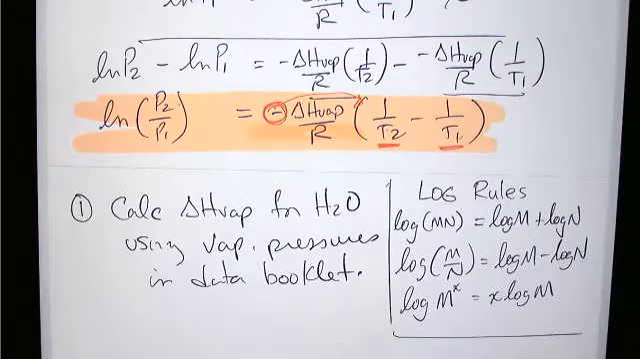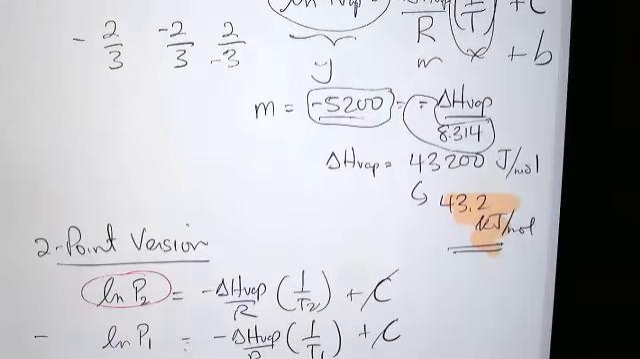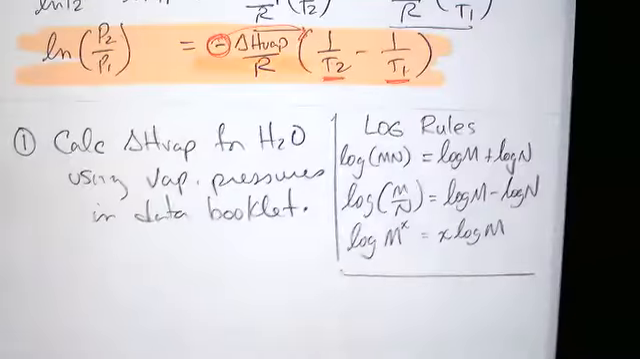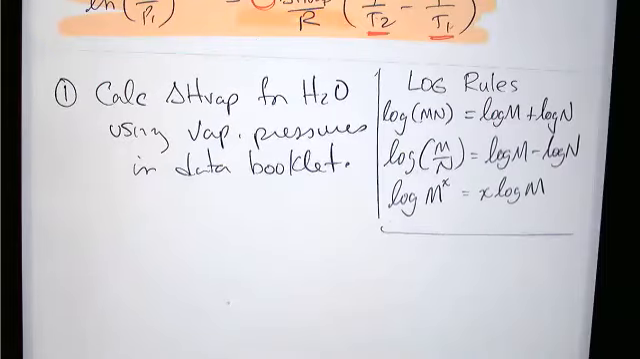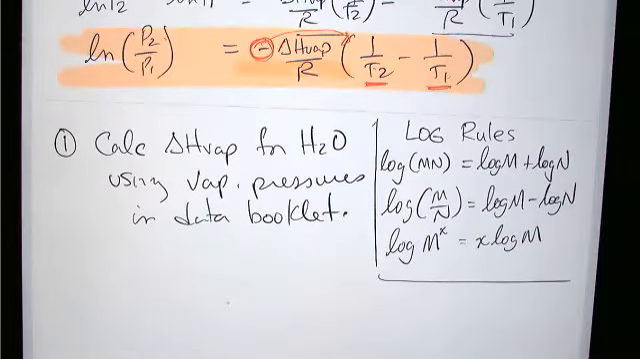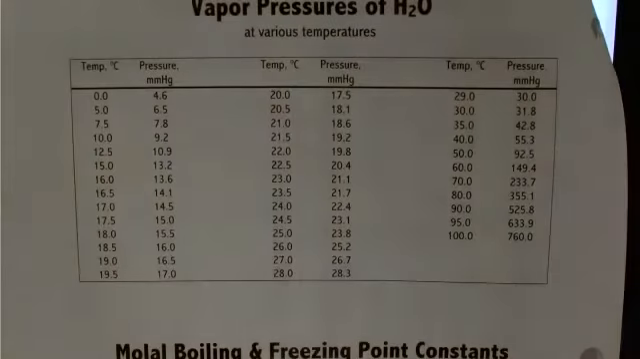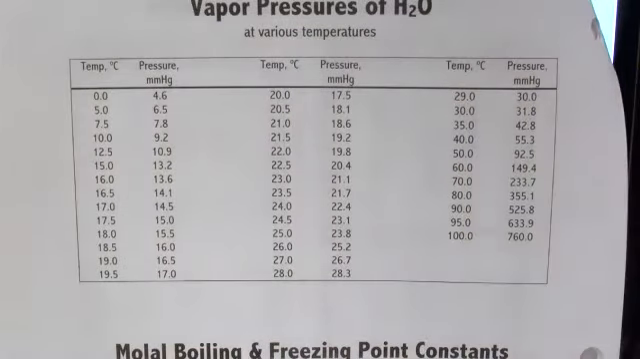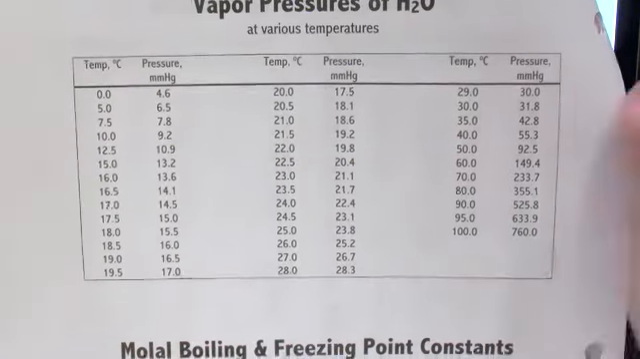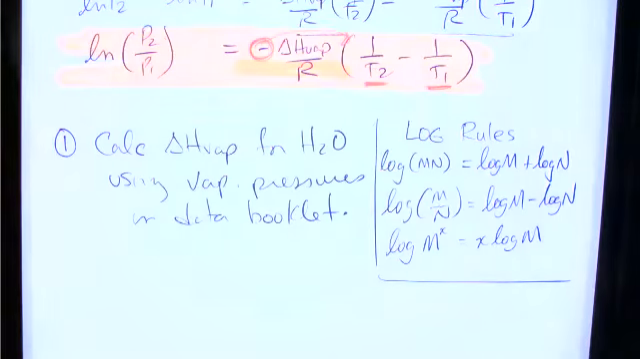But we've already done this. We've made a graph. Yes, we did. And that graph gave us a very good estimate of delta H VAP, 43.2 kilojoules per mole. But now we're going to do it using only 2 points from the data booklet. So go to your data booklet, look at your vapor pressure chart, and pick 2 points, but don't pick 2 points right close together. Pick points that are kind of far apart from each other. Any 2 points, and write them down on your paper.